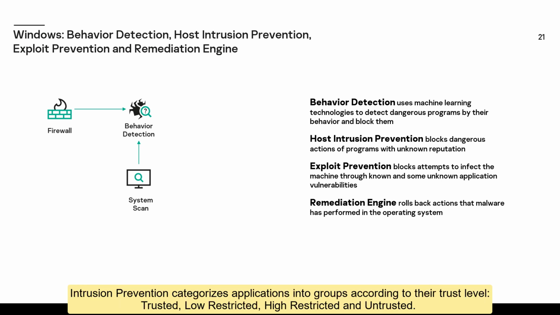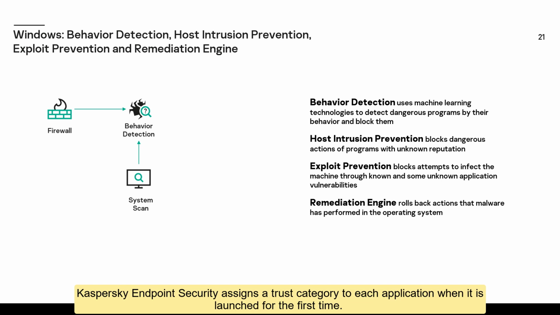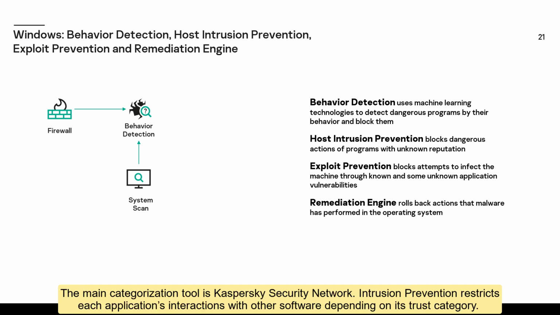Intrusion prevention categorizes applications into groups according to their trust level: trusted, low restricted, high restricted, and untrusted. Kaspersky Endpoint Security assigns a trust category to each application when it is launched for the first time. The main categorization tool is Kaspersky Security Network. Intrusion prevention restricts each application's interactions with other software depending on its trust category.